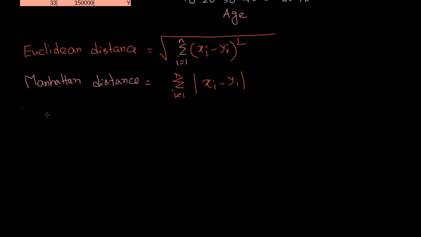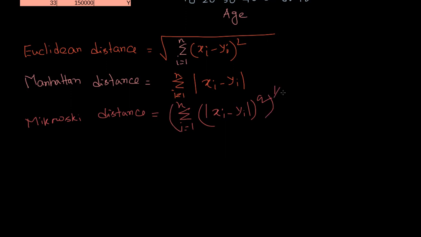There is another distance called Minkowski distance. I may create a separate video to go deeper into how these distance formulas came up. Here also it will be similar: i equals 1 to n, the absolute value of xi minus yi, to the power q, and this whole thing to the power 1 by q.